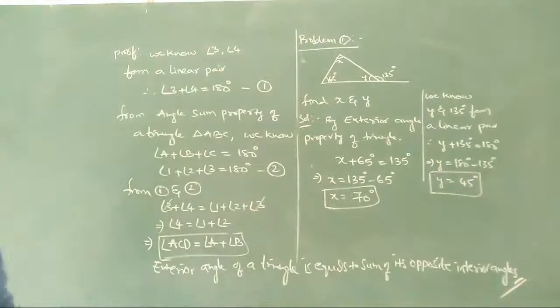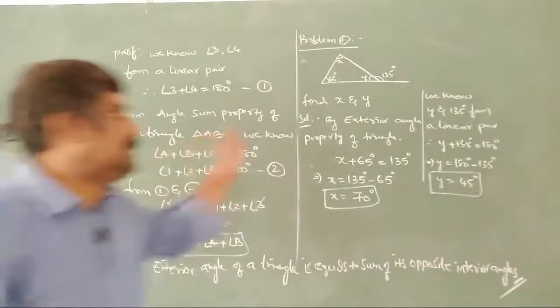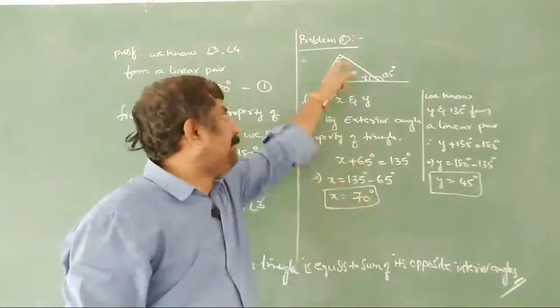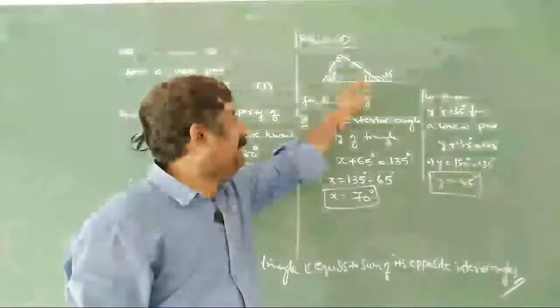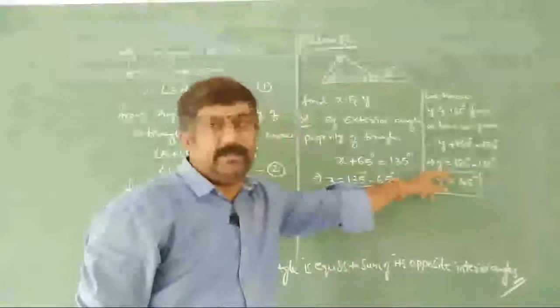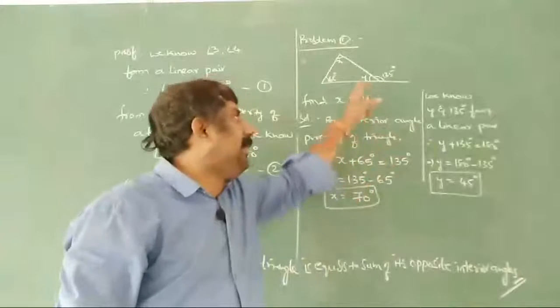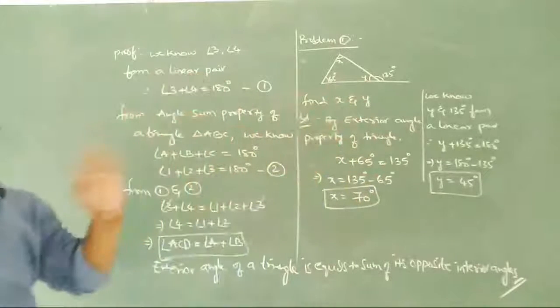So like this we can find the given values, x and y, and we have used two properties here. One is exterior angle property of a triangle and second one is linear pair. Of course, here you can use angle sum property of a triangle also. How? The x value we already know is 70. 70 plus 65 is 135, and the remaining value is 180 minus 135, which gives us 45 as well. We will go to the second problem.